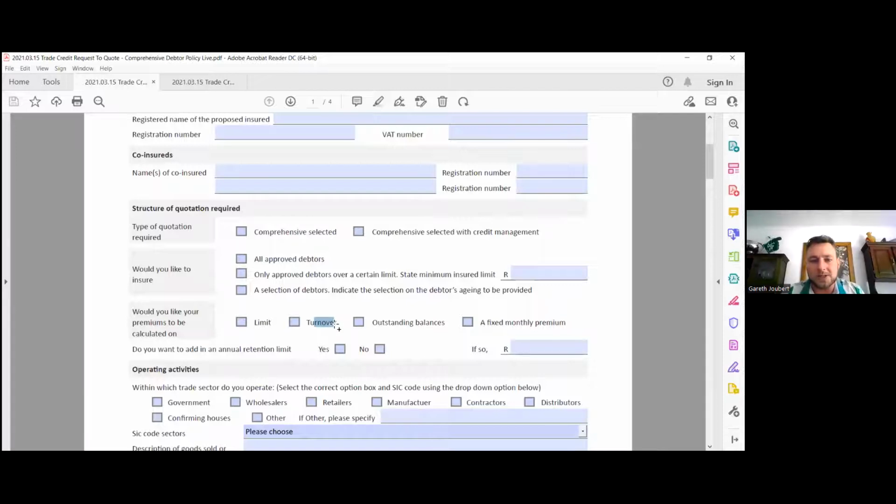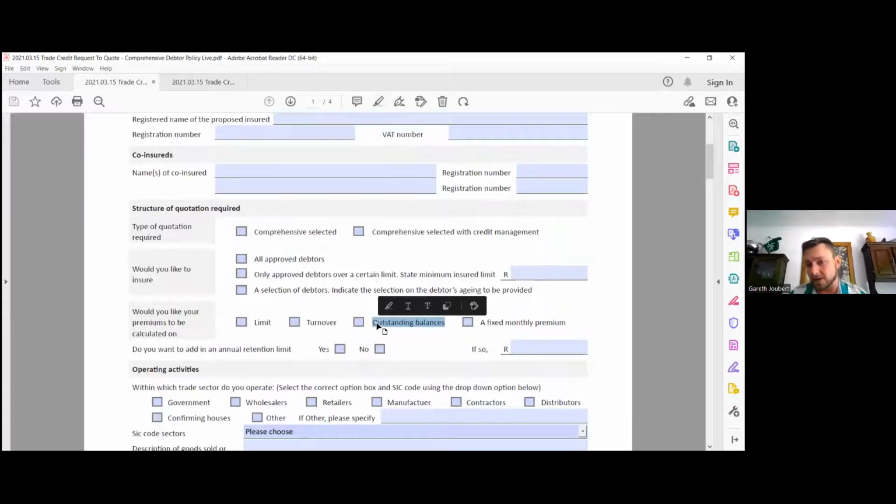We also always have your FMCG. So if the credit limits are less than 30 days, then the policy will always be on a turnover basis. And outstanding balances policies, we normally reserve for longer term policies, where the credit limits are longer. The reason why we do that is because we want to know that the policyholder is as interested in collecting those outstanding monies as we are.